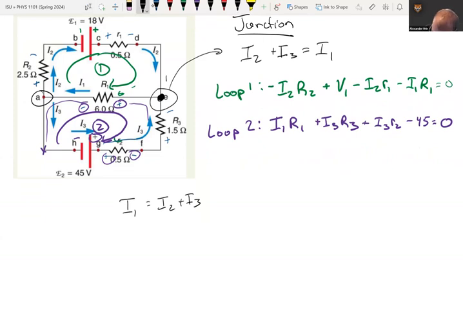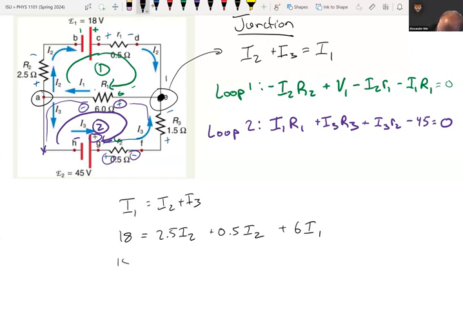So I know V1 was equal to 18. And then I'll remove all the negatives over there. So R2 I2, that would be 2.5 I2. I2 little r1, that would be plus 0.5 I2. And then it would be plus 6 I1, because R1 was equal to 6.